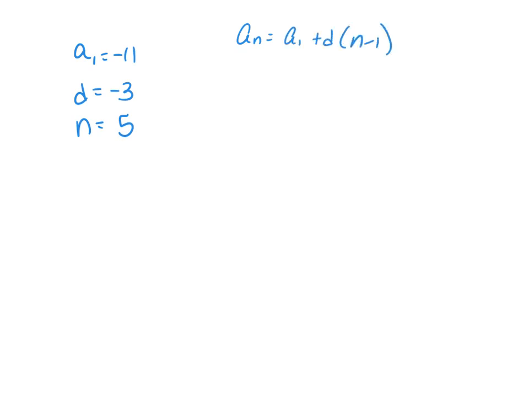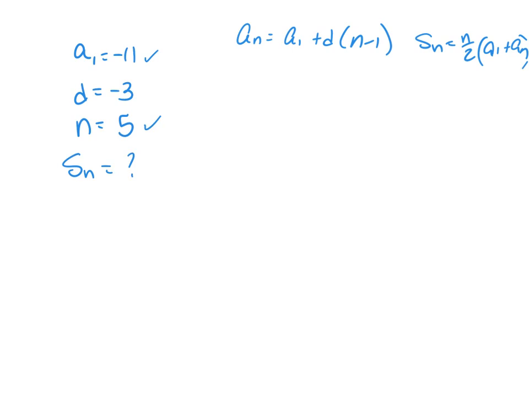On number 5, we have a slight issue. We have A1 equals negative 11, D equals negative 3, and N equals 5. So we have the 2 formulas. AN equals A1 plus D times N minus 1, and SN equals N over 2 times A1 plus AN. And they want us to find SN. But I have N, I have A1, but I don't have AN.